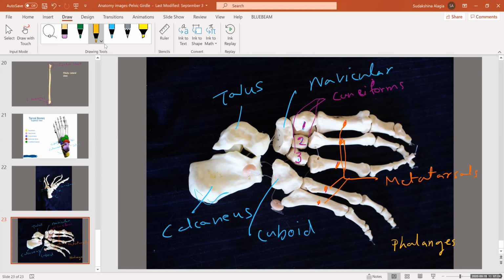Same thing: proximal, middle, distal. Proximal, middle, distal. Proximal, middle, distal. That goes for any of these. So our toes are made of the phalanges. So that pretty much completes the entire skeletal system.